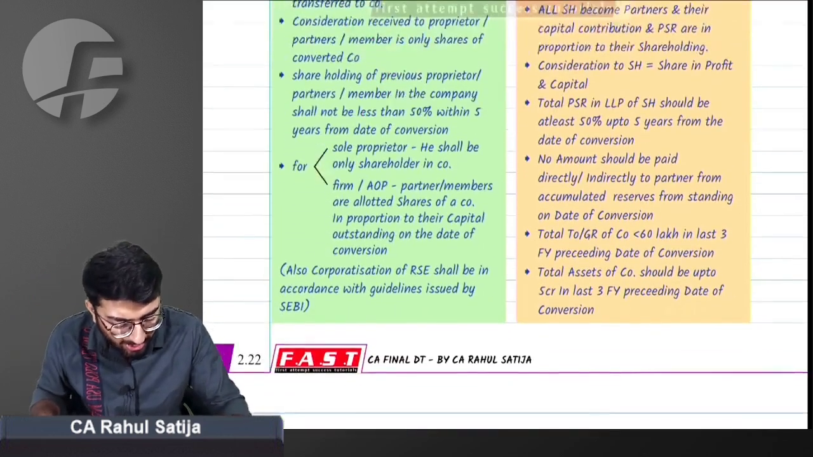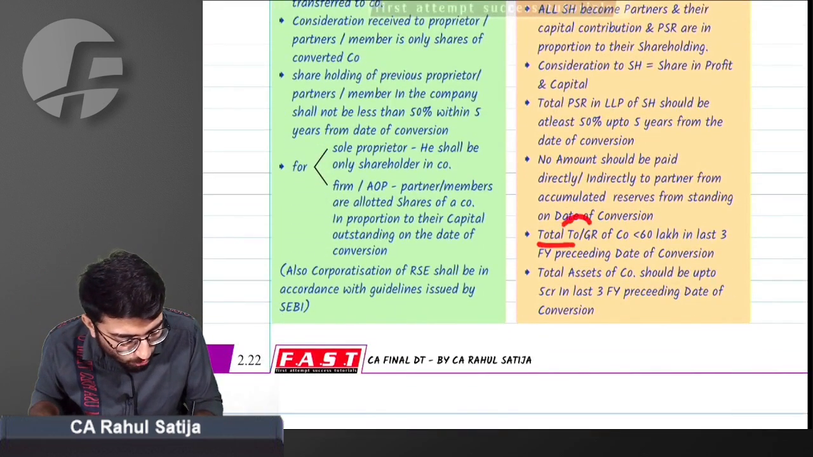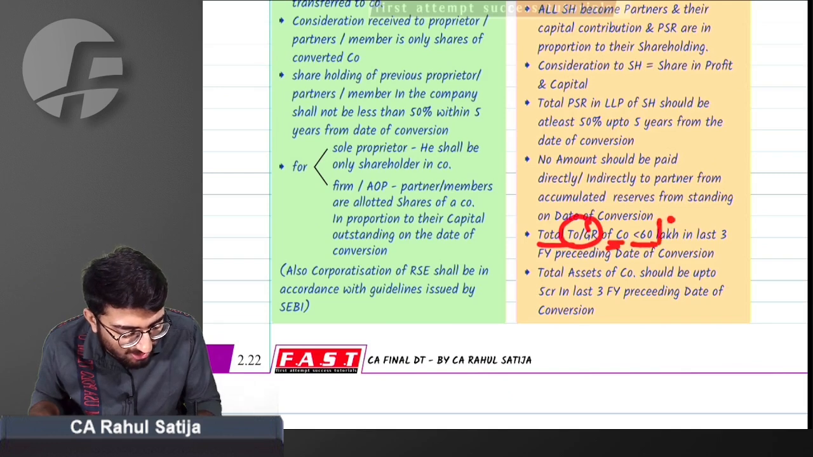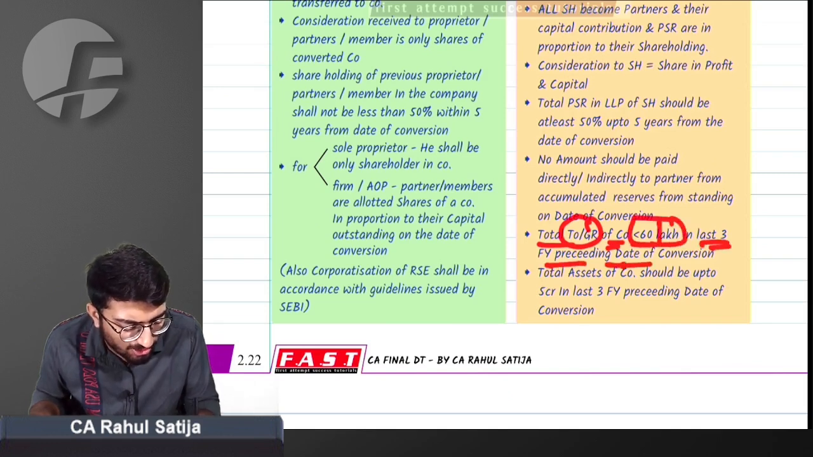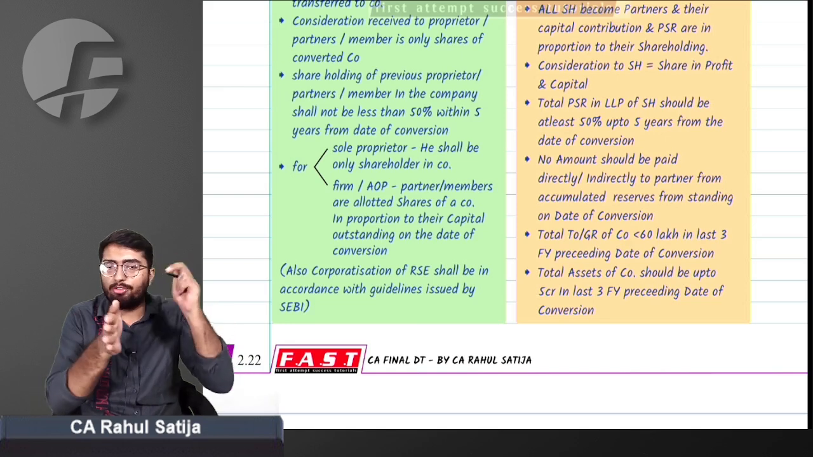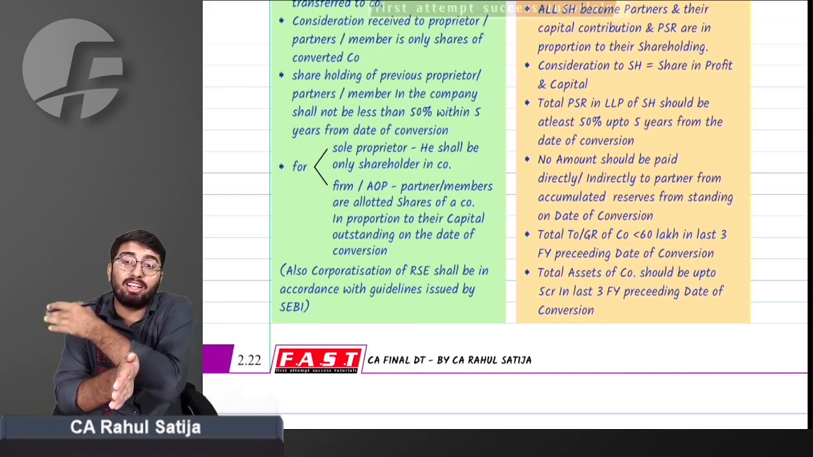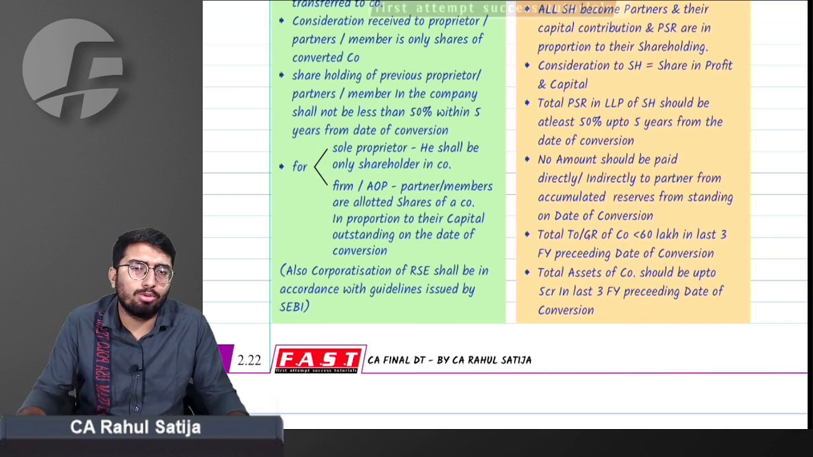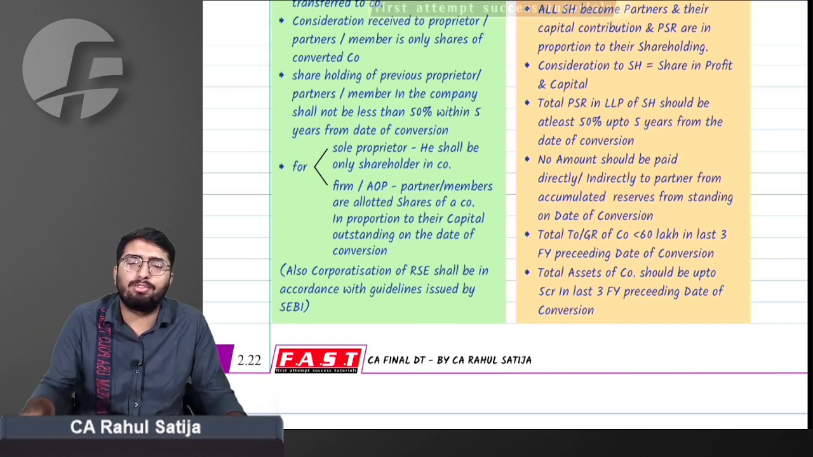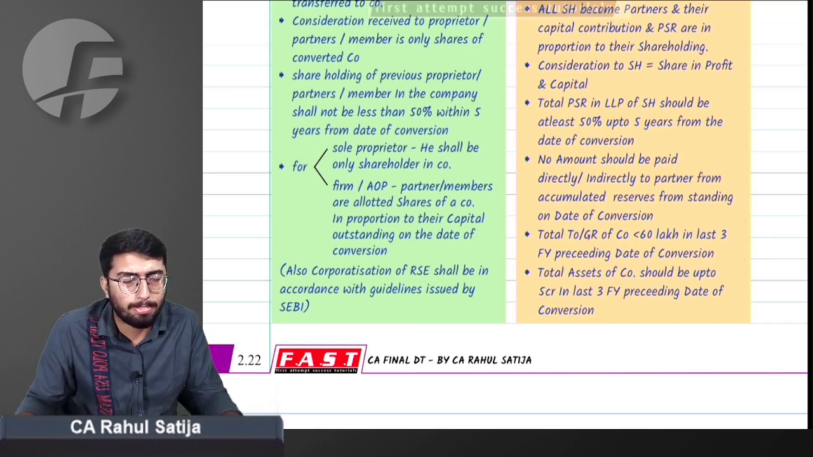What two conditions to comply? It says the total turnover or gross receipts of the company shall be less than 60 lakh rupees in the last 3 financial years from the date of the conversion. For the last 3 financial years, the turnover shall not be more than 60 lakh rupees in any financial year for such unlisted company.